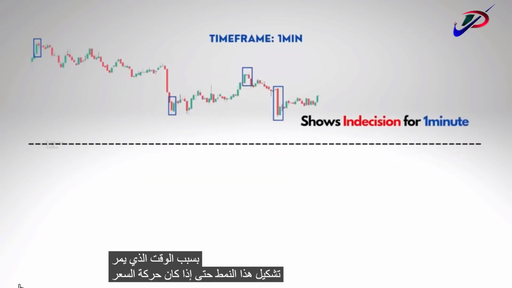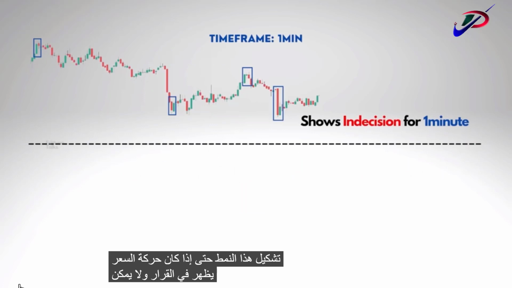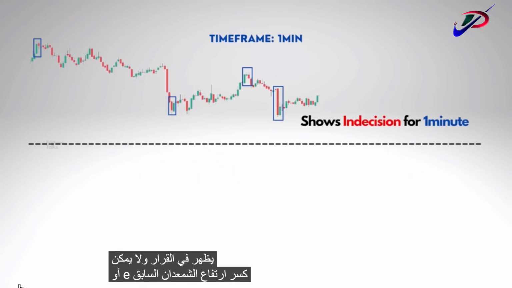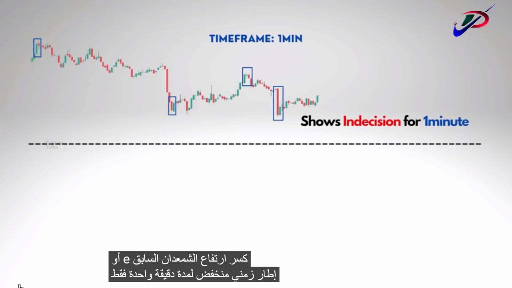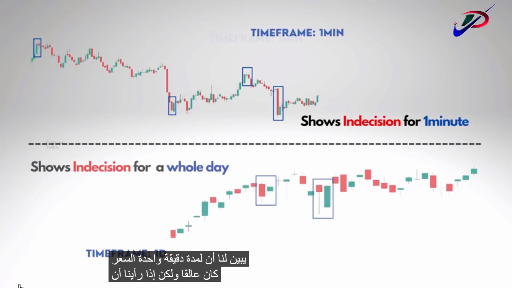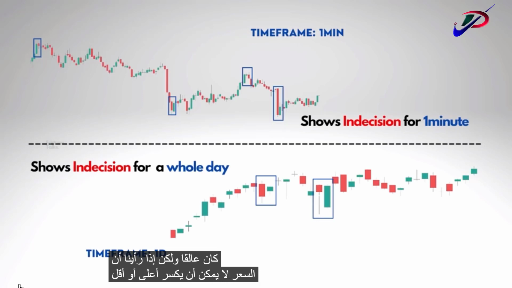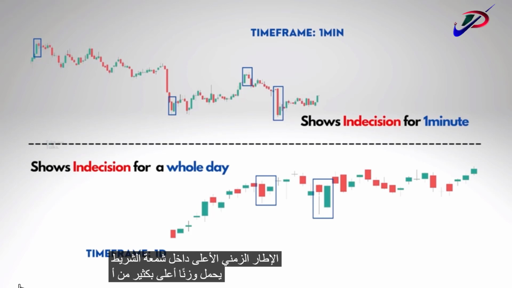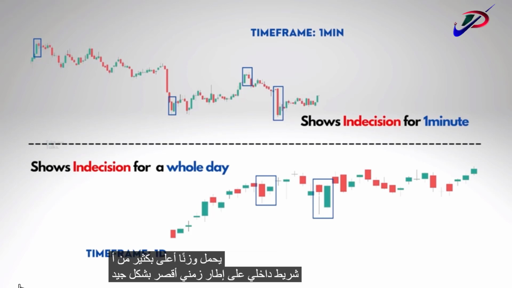So if price action is showing indecision and it cannot break the previous candlestick high or low on the 1 minute time frame, that shows us that for 1 minute the price was stuck. However, if we see that the price could not break higher or lower on the daily time frame and it formed an inside bar, then it shows that for a whole day neither the bulls nor the bears could gain control of the market. This leaves us with the conclusion that the higher time frame inside bar candle holds a much higher weightage than an inside bar on a shorter time frame.